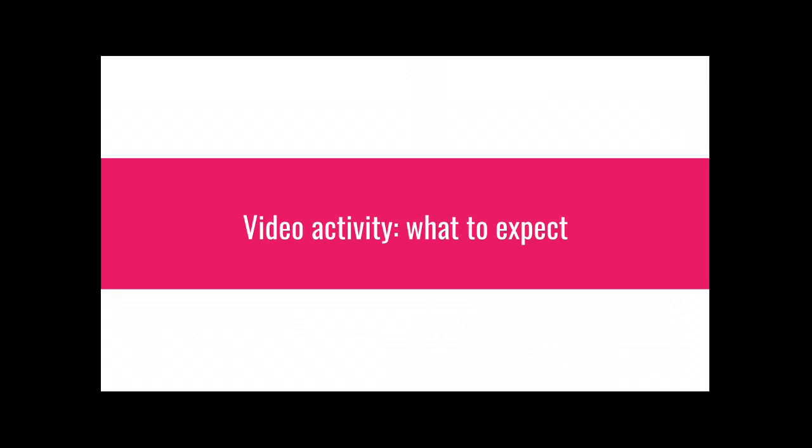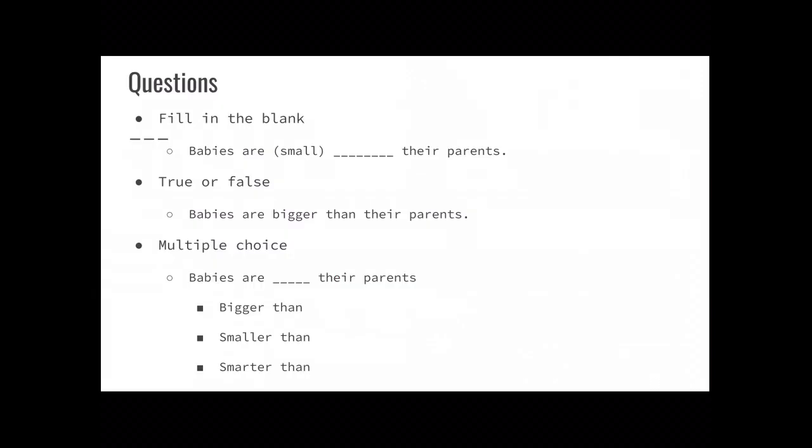Now I'm going to explain to you what the video activity consists of. While you are watching the video, there will be questions that you will need to answer. There are 3 types of questions. Fill in the blank. You will be given a sentence that looks very similar to this example. Babies are small, blank, their parents. So, what you will need to do is write babies are, compare the two using the word small. So babies are smaller than their parents.